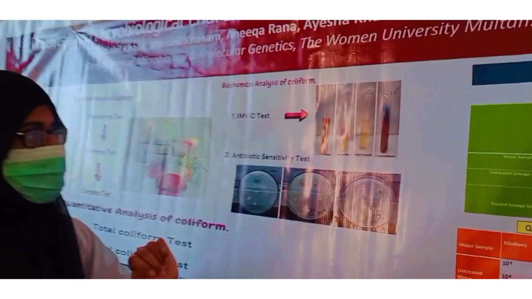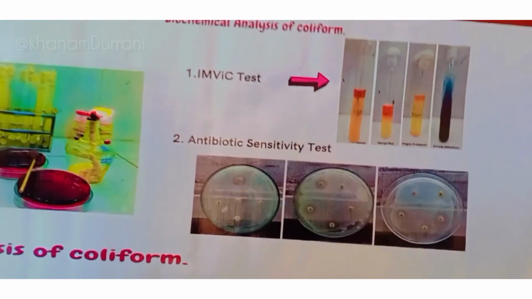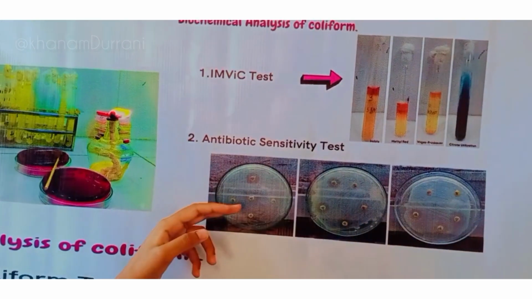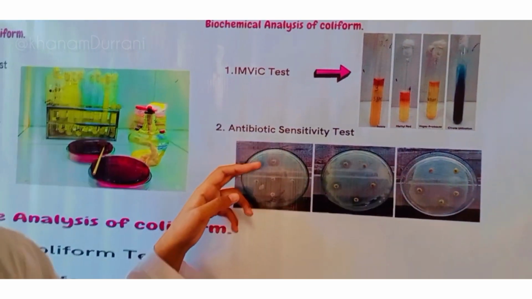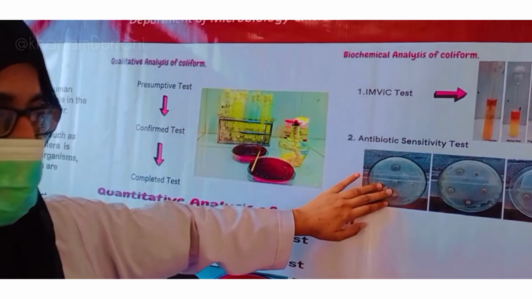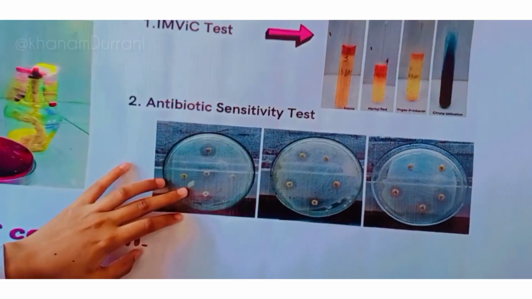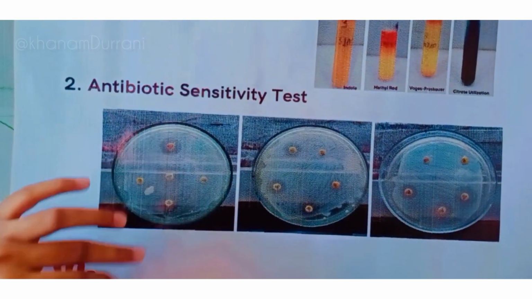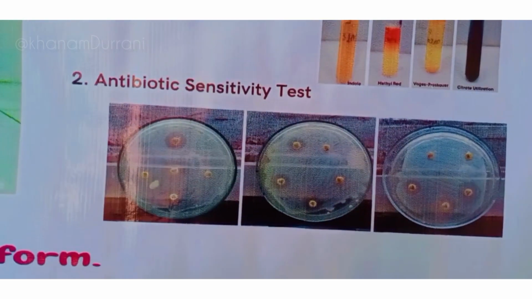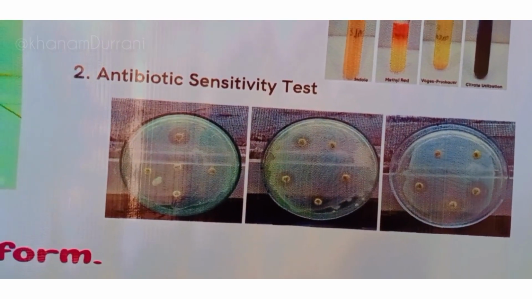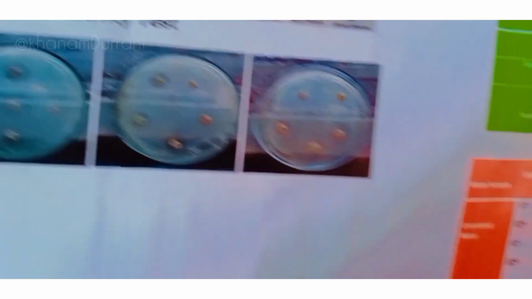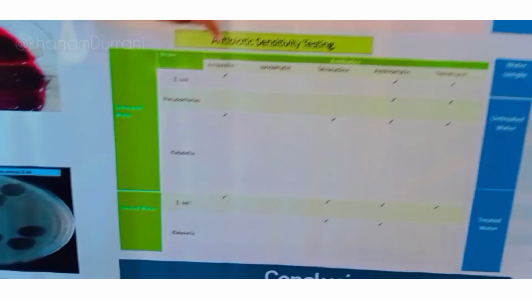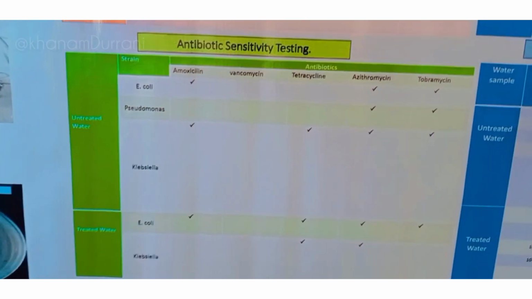After the biochemical analysis, there is a confirmation that coliform is present in our water sample, and now we are going to test whether our species are sensitive to antibiotics or not. So we performed antibiotic sensitivity testing. In the sensitivity testing, the same 5 isolates from treated and untreated water were used, and here is the result they have shown. Only a few species have shown a zone, which means that the species is sensitive to the antibiotic. We have used 5 types of antibiotics: amoxicillin, vancomycin, tetracycline, azithromycin, and tobramycin.